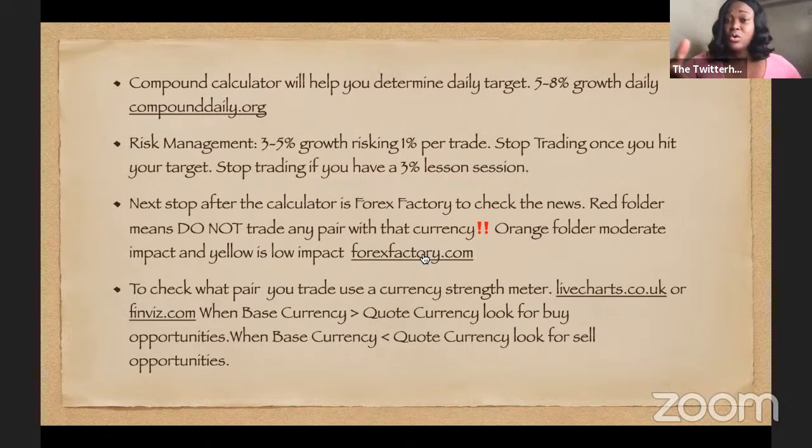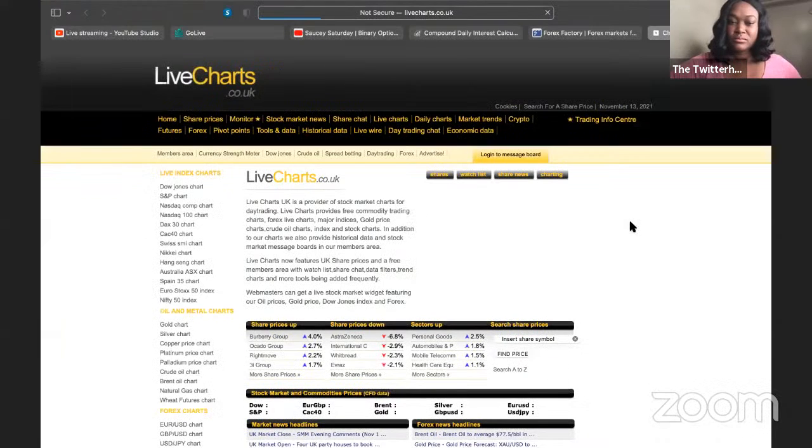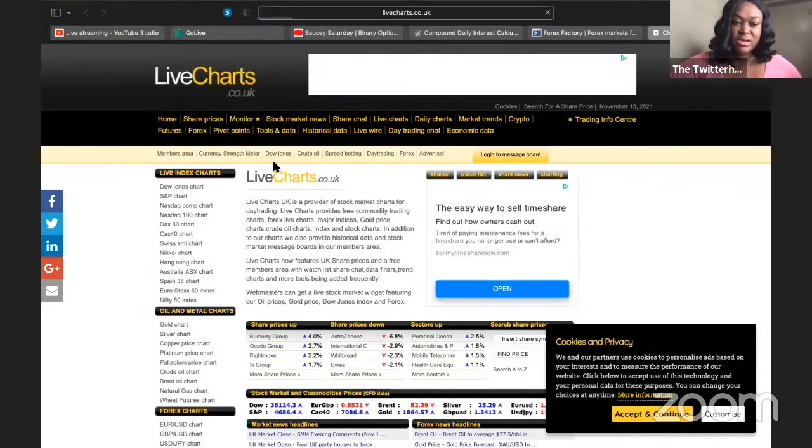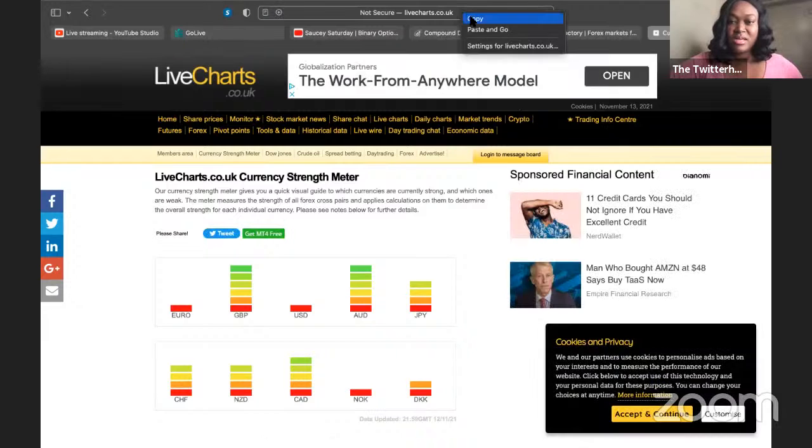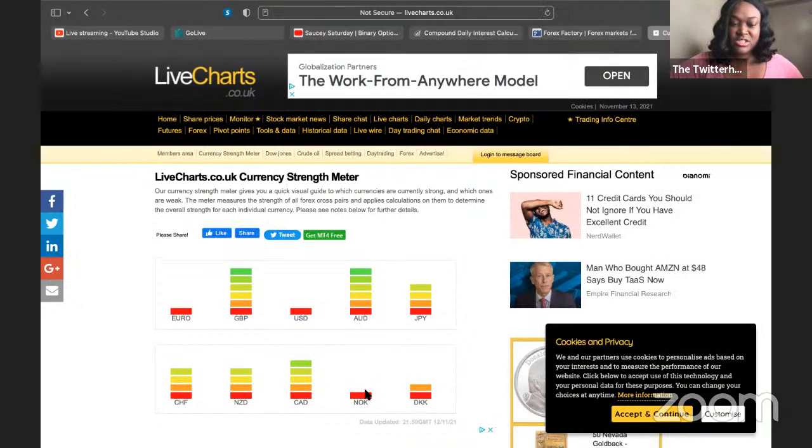But now you need to know what you will look at to trade. And for that, we want to check the currency strength of the different currencies. So there are two sites that I look at. Firstly, we have livecharts.co.uk. So we come here, then I would select currency strength meter. That's here. Select that. Let me copy and drop this in the chat for whoever may need it. There we go. All right.